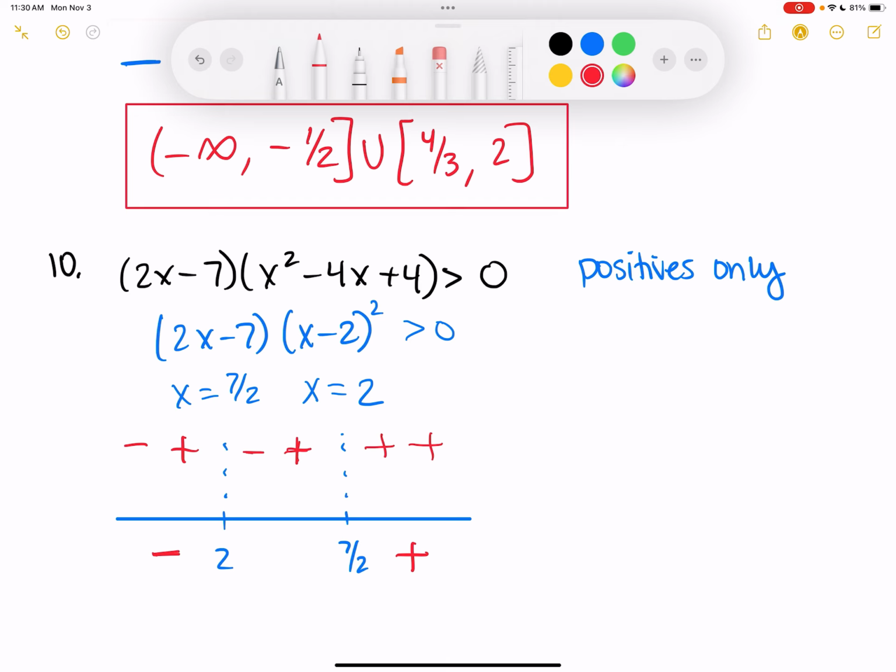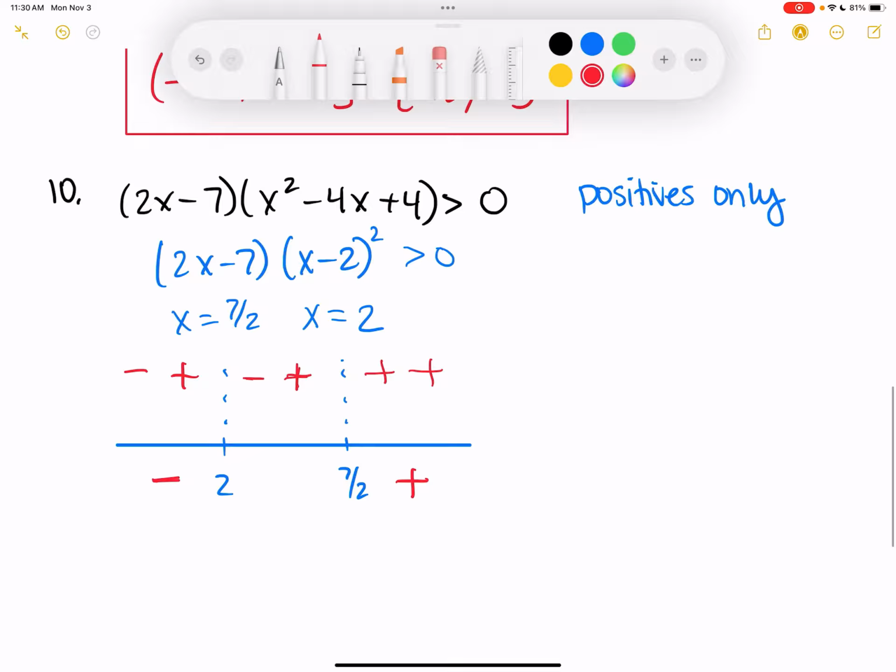The only region I care about is positive, not 0. So that means I've got a parentheses on this one. So this one is 7/2 to infinity, not including.